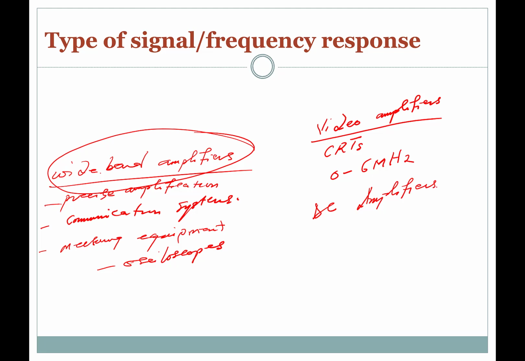Now, DC amplifiers are used to amplify DC voltages, that is 0 hertz. Direct current signals would normally have no frequency, or very low frequency. So DC amplifiers are used for such amplification, and it is very important. They are very common in electrical control systems and measuring instruments. So these are some examples of amplifiers that can be classified based on the type of signal.